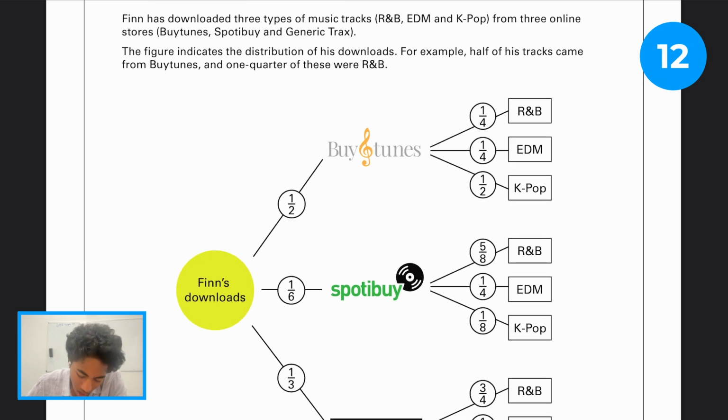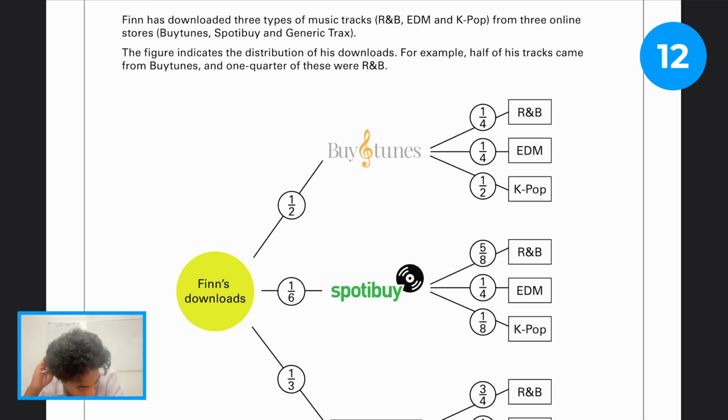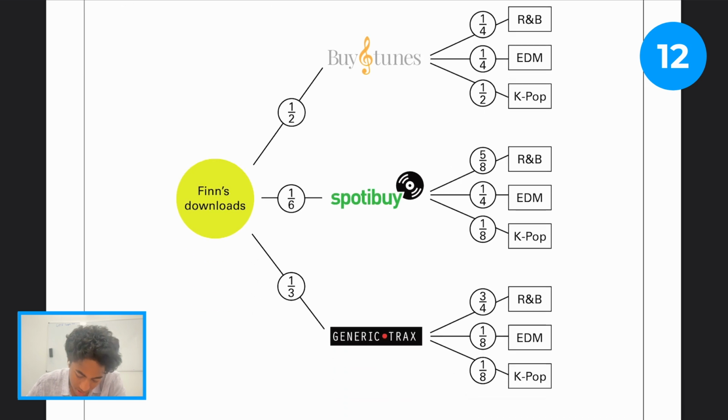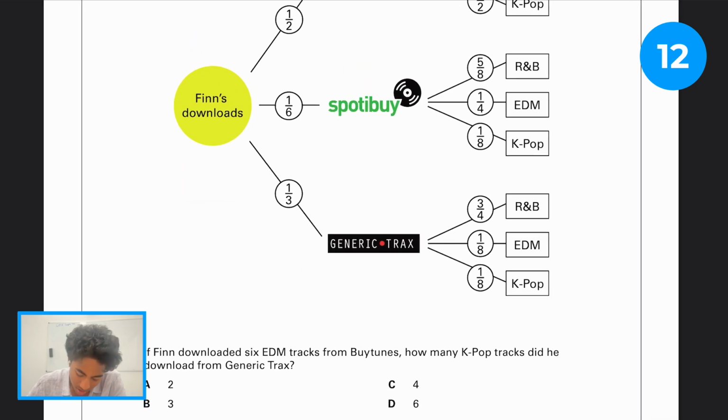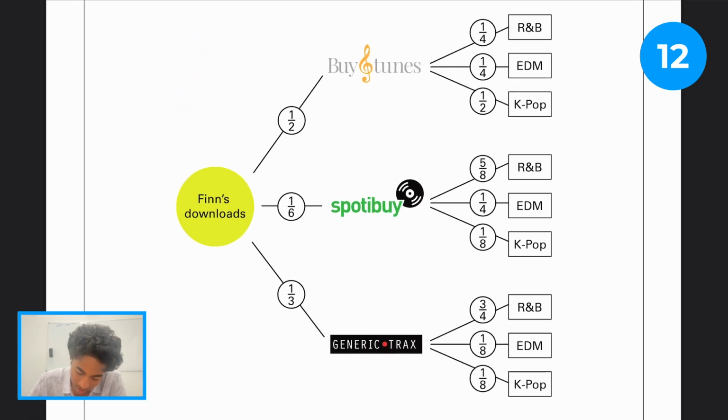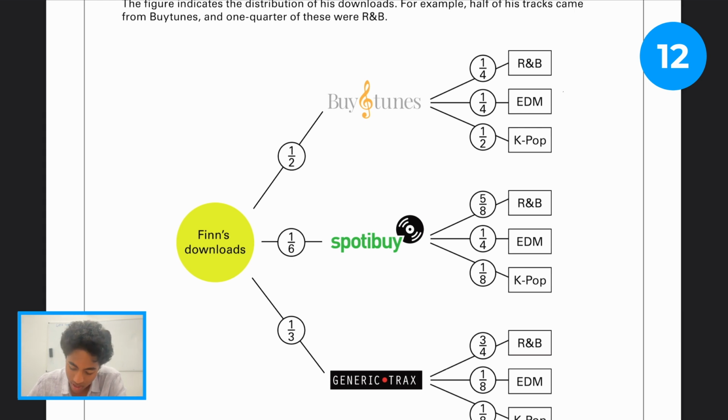Alright, let's look. So half of it comes from iTunes. It's like a flow chart, right? Or a tree diagram. If Finn downloaded 6 EDM tracks from iTunes, 6 is a quarter of what he got from iTunes, right? If 6 is a quarter of what he got at iTunes, that means iTunes must be 6 times 4. That means he bought 24 tracks at iTunes.